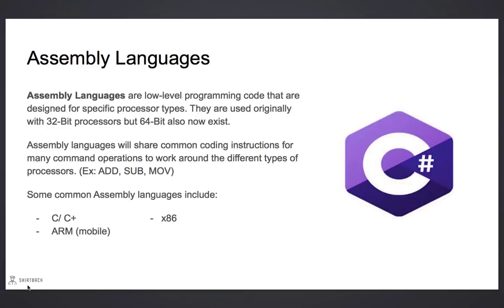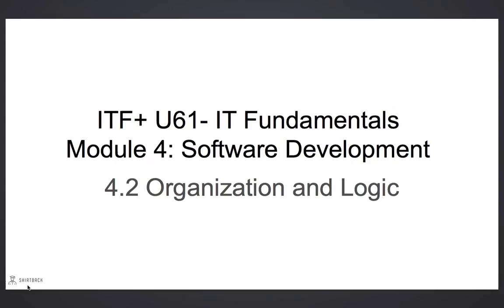Assembly languages are low-level programming code designed for specific processors. They were originally created for 32-bit processors, but now also run 64-bit as well. Assembly languages will share common coding instructions for the many command operations that it needs to work. Some common assembly languages include C and C++, ARM, and x86.